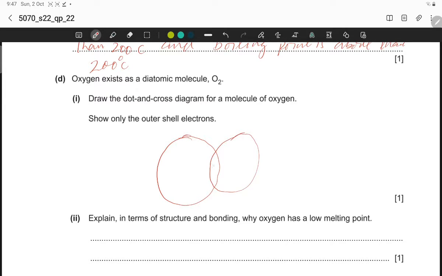So this is oxygen and oxygen. Oxygen has 6 electrons, and one pair is shared with the other oxygen atom. So this is oxygen. If you draw a dot and cross diagram, mention the electrons for this atom with a cross, and if this is cross and this is dot, then this is the dot and cross diagram of the oxygen molecule.